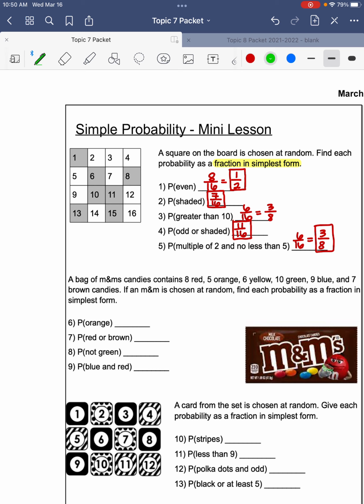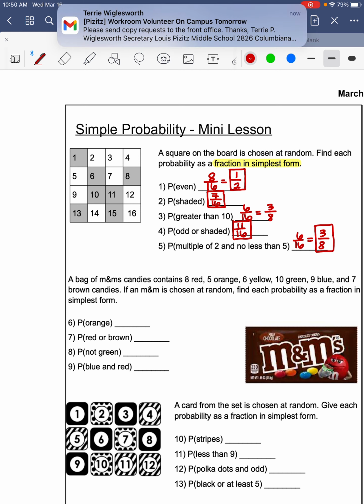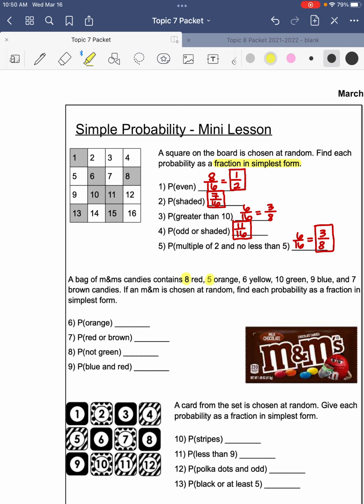So we have a bag of M&M's candies that contains 8 red, 5 orange, 6 yellow, 10 green, 9 blue, and 7 brown candies. If an M&M is chosen at random, find each probability as a fraction in simplest form. So the probability of choosing an orange. Well, first of all, I need to know how many total outcomes there are. And the way I find my total outcomes is I add all my numbers together. So 8 plus 5 plus 6 plus 10 plus 9 plus 7.